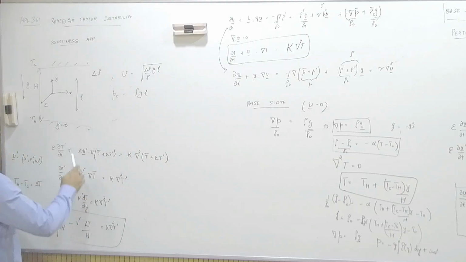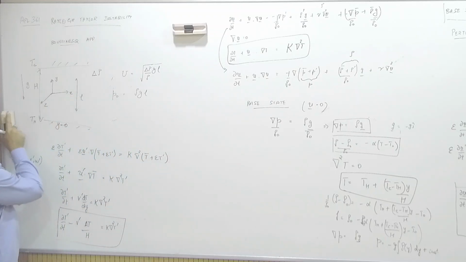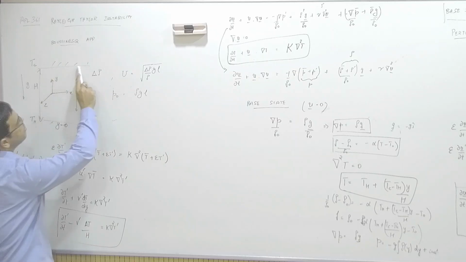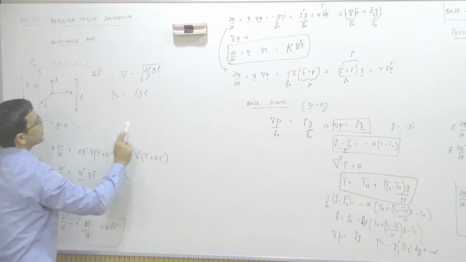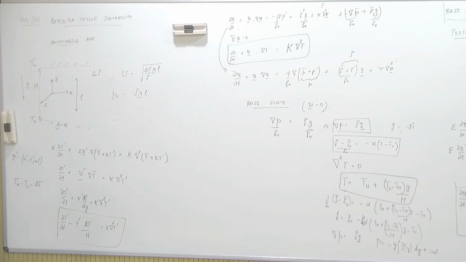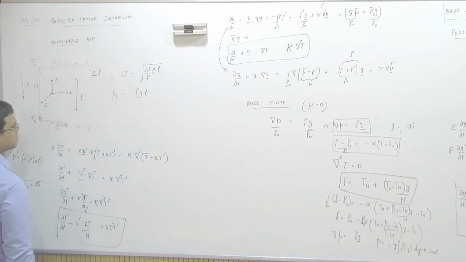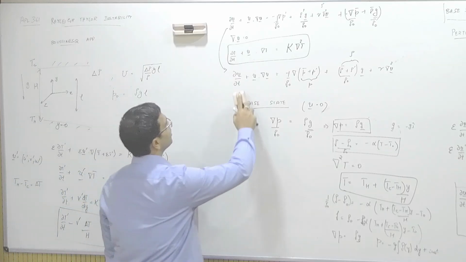Your base state solution is homogeneous in x and z, and technically the problem doesn't depend on how much you extend these plates. If you're not going to consider any boundaries in the x direction and z direction, then this could be anything. So, we will do the normal mode assumption that we have been talking about.